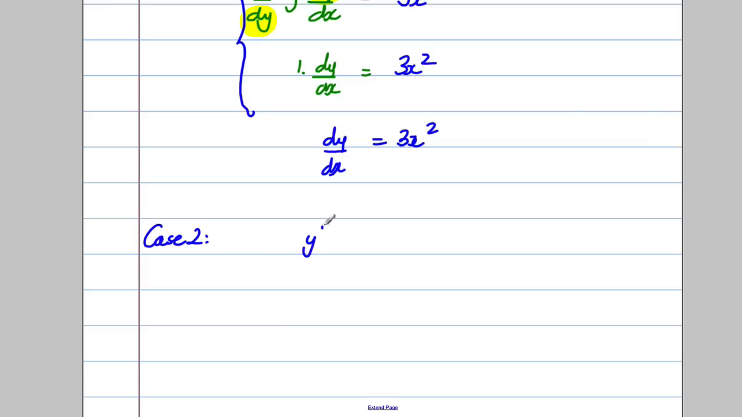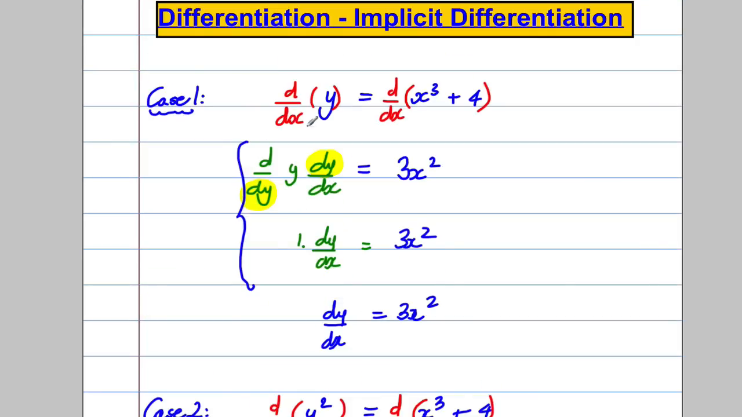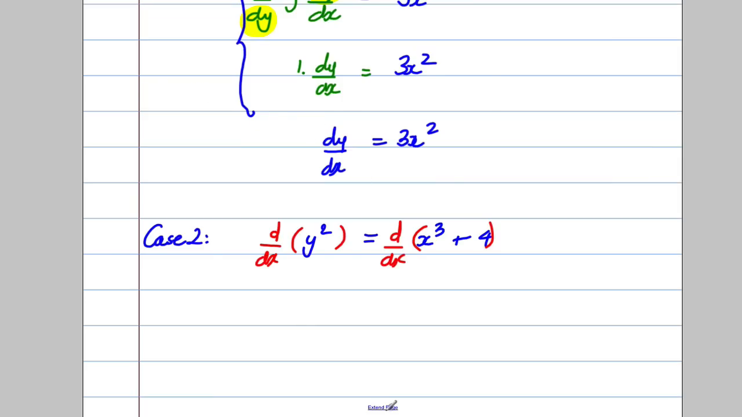Suppose we had y squared is equal to x cubed, add 4, and I wanted to differentiate both sides with respect to x. Now in this case, it's not as simple as it was before. I know that d by dx of y is dy by dx, but what's d by dx of y squared?